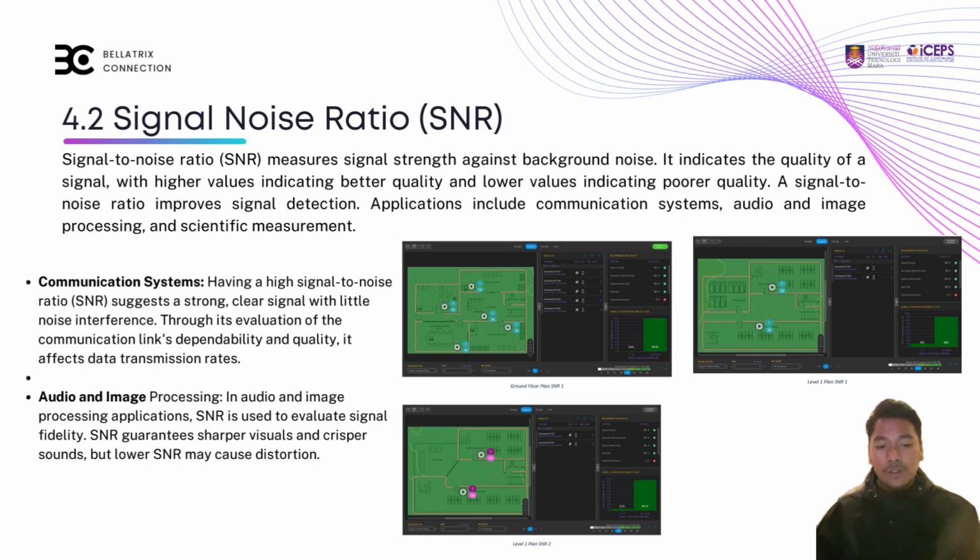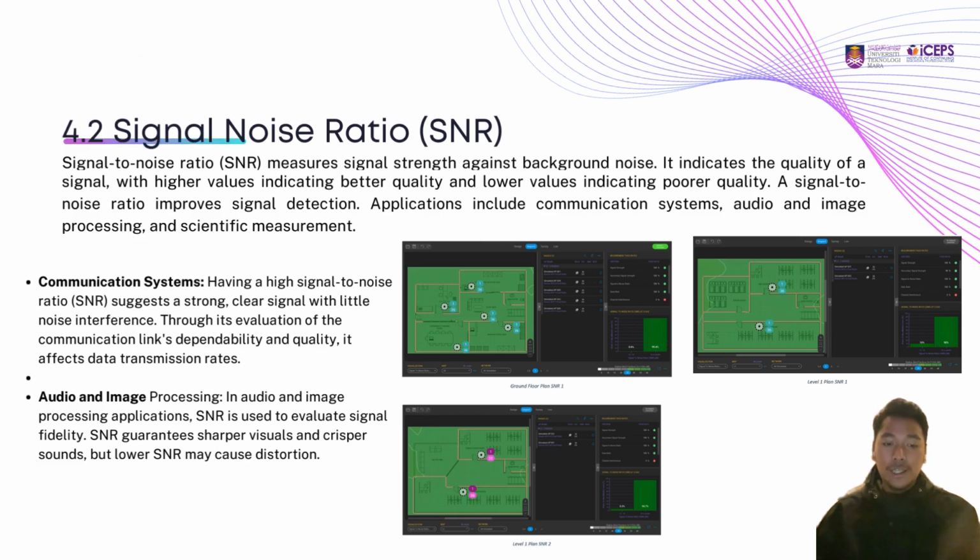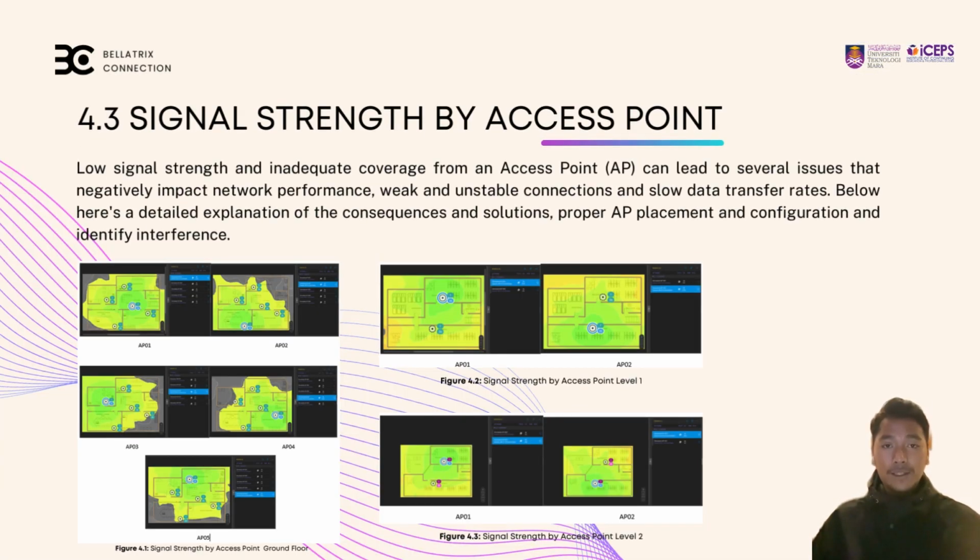SNR is used to evaluate the fidelity of the replayed signal or image in audio and image processing applications. Sharper visuals and crisper sound are guaranteed by a greater SNR, but distortion or artifacts might arise from a lower SNR. So the next part is 4.3, signal strength by access point.